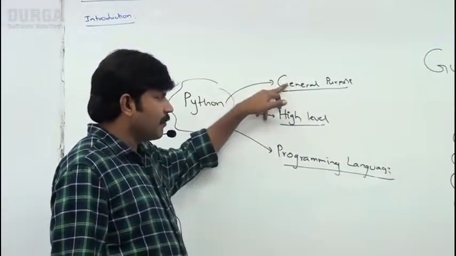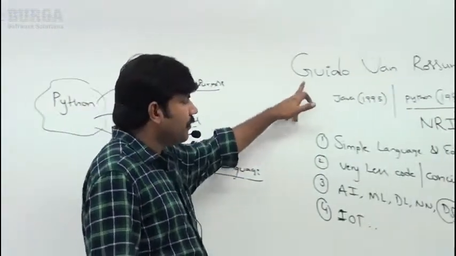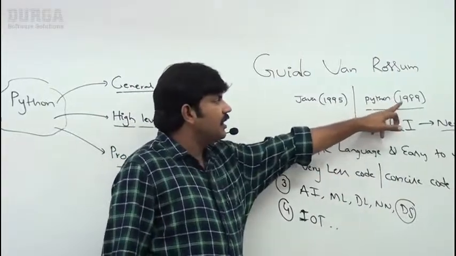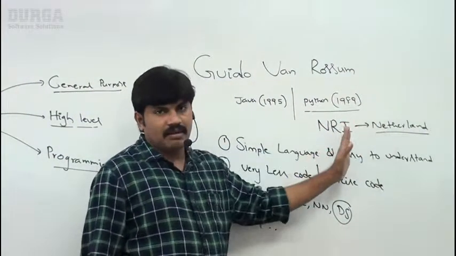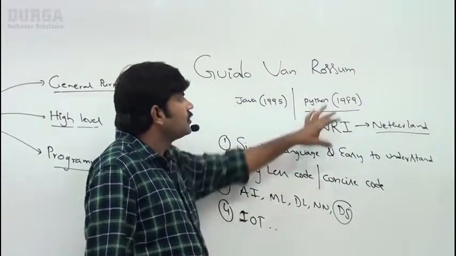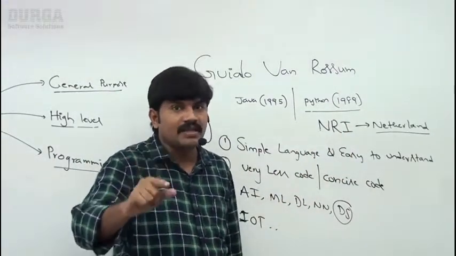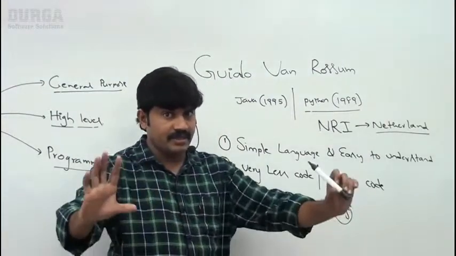What is Python? A general purpose, high level programming language. Next, who introduced Python? Guido Van Rossum introduced Python in 1989 while working at the National Research Institute in the Netherlands. But officially, Python was made available to the public in 1991. The official date of birth for Python is February 20th, 1991.